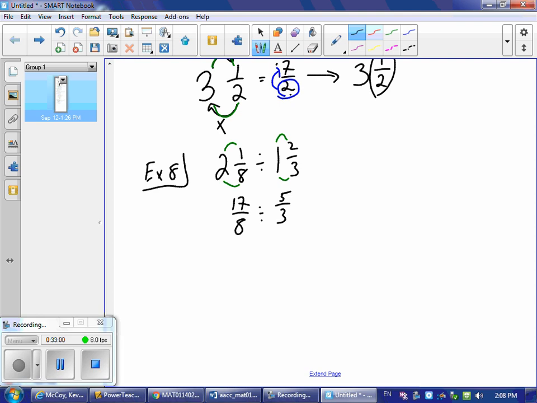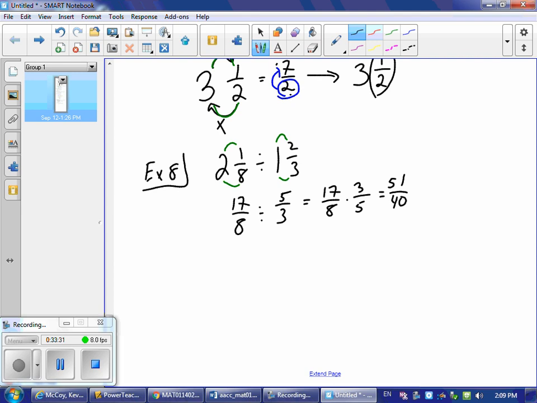Now I've got a fraction division problem, which, if you remember, says keep the first one, multiply by the reciprocal of the second one. Okay, 3, 17, and 5 are all prime, and 8 is 2 times 2 times 2. Nothing's going to go away, so we simply multiply across the top. 17 times 3 happens to be 51, and then 8 times 5 we should know is 40.